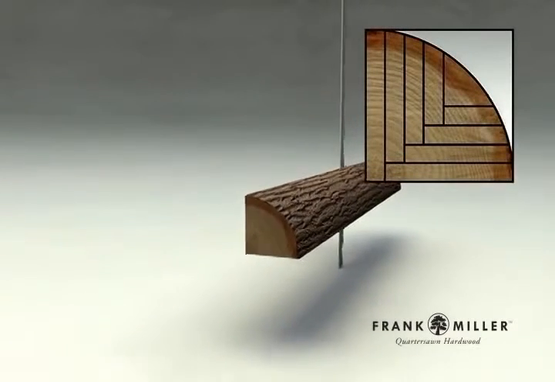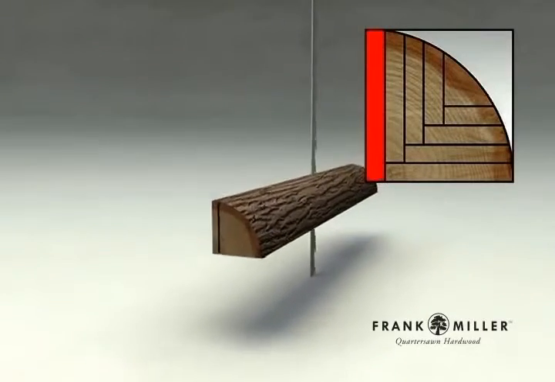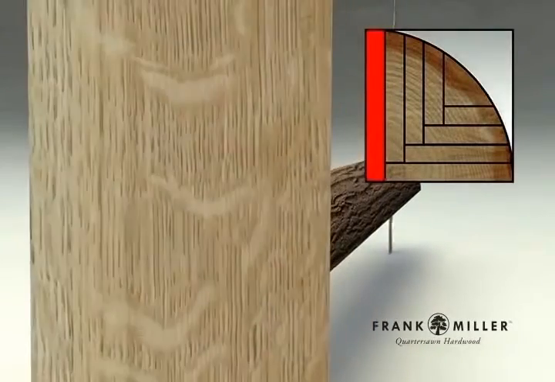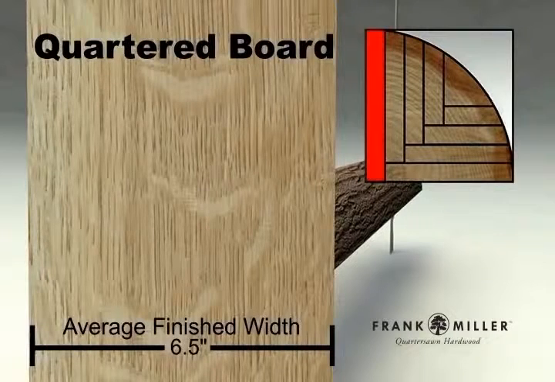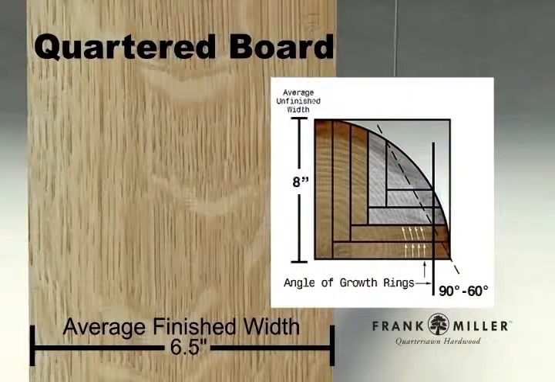The growth rings in the first board are at approximately 60 to 90 degrees to the face of the board. In this board, you can see that the medullary rays are very visible. This board will be classified as quartered. When we start with a 19-inch diameter log, these first boards, the quartered boards, are an average width of 6.5 inches.